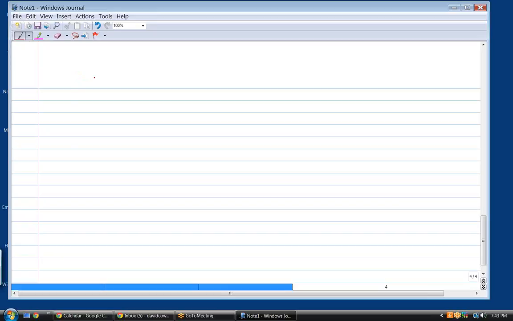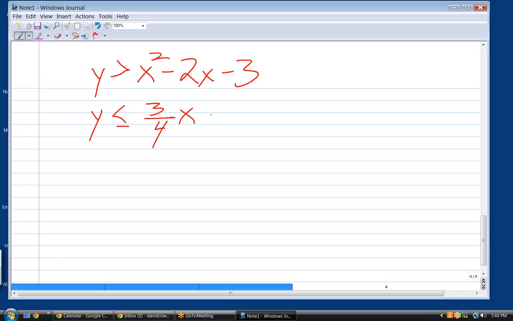Okay, the next one is y is greater than x squared minus 2x minus 3. Okay. And then y is less than or equal to 3 over 4x plus 2. Okay. The top inequality, that's a quadratic. So that's going to be a parabola. The bottom inequality is linear. That's going to be a straight line.